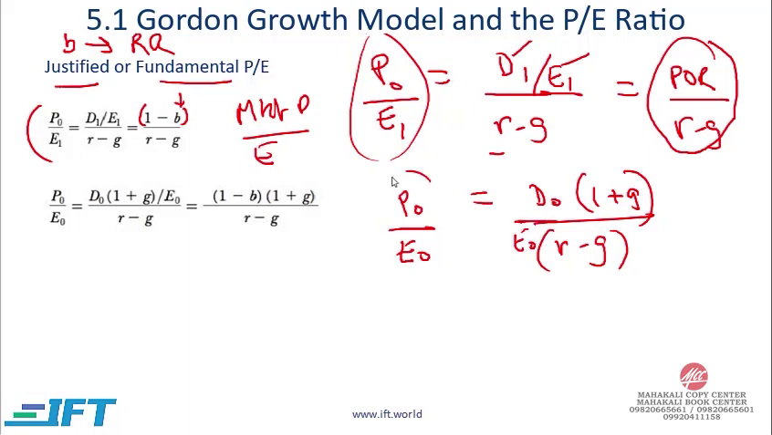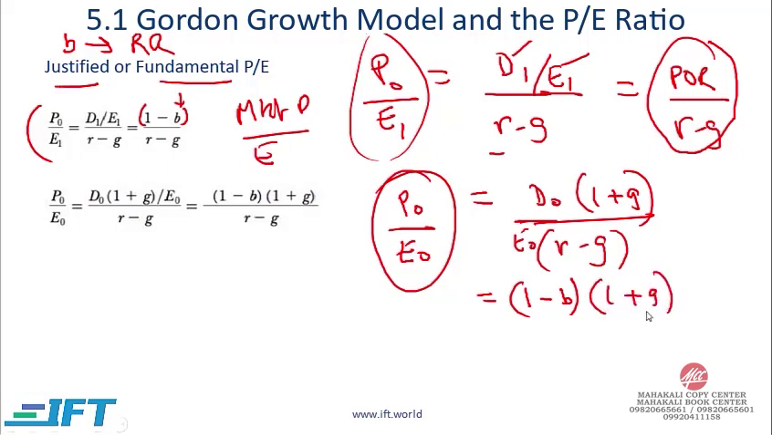What then is the trailing PE? It is equal to, what's D naught over E naught? This is again the payout ratio, which can be written as 1 minus B, the retention ratio, into 1 plus G divided by R minus G. So you need to derive this at least once in your life, and then remember that this is the trailing PE ratio and this is the leading PE ratio.